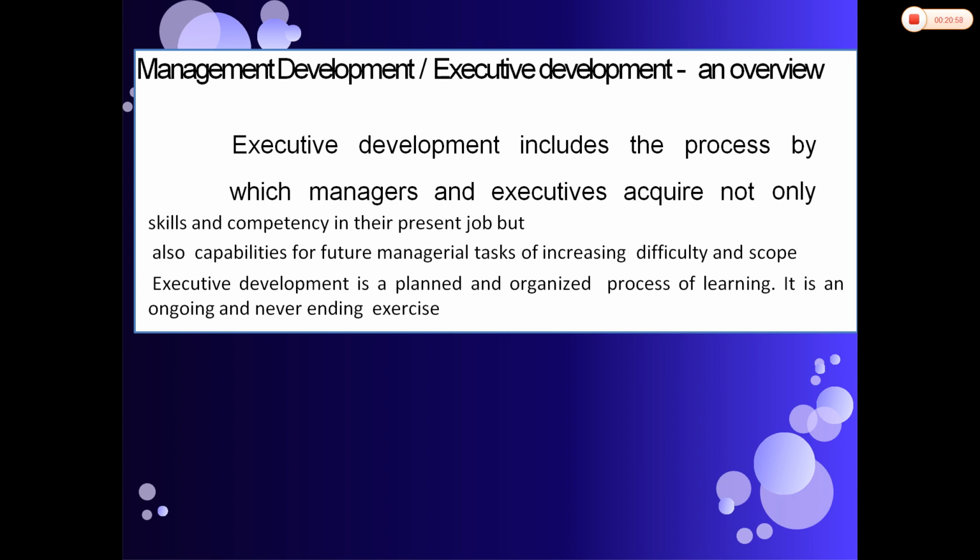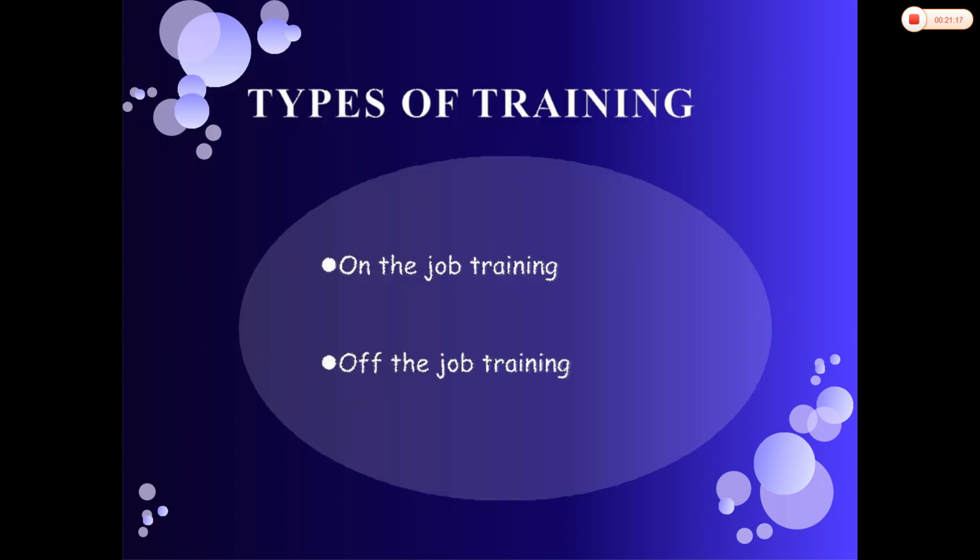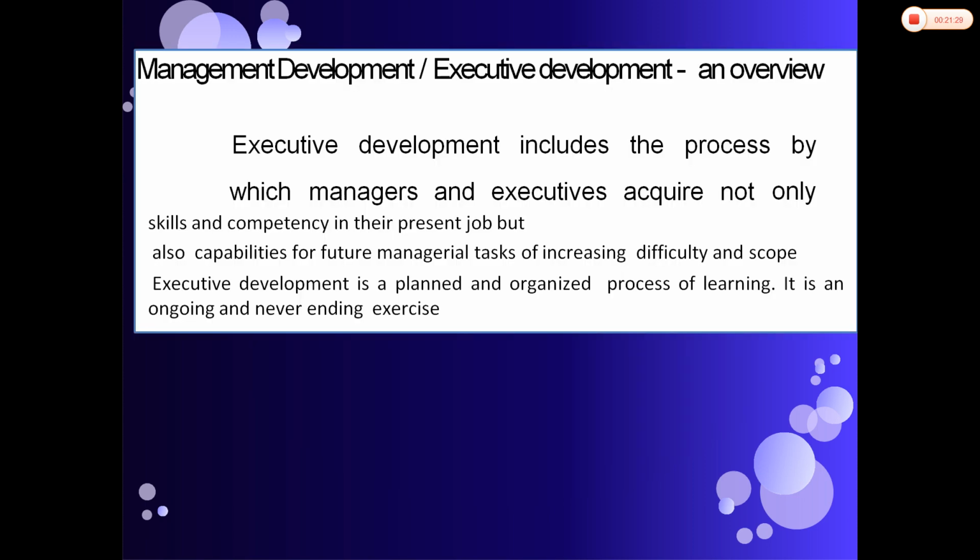So executive development is a planned and organized process of learning. It is an ongoing and never-ending exercise. For a lower level employee, a training period varies from 15 days or 1 month or 3 months or half yearly, like that. But an executive development program is an ongoing exercise. Now, what are the executive development programs, and what types will be conducted? Before explaining this particular slide, I want to explain some more points.